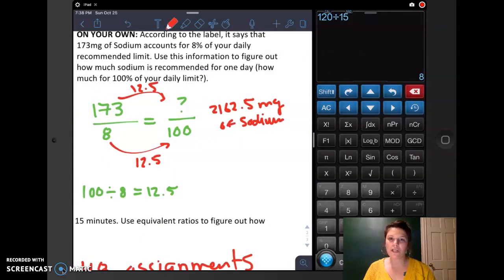This one was a little tricky, but just using that same strategy, we know we were at 8%, we want to get to 100%. I don't know what to multiply by to get from 8 to 100. So I did 100 divided by 8 to find 12.5. So there we go. Use division if you're not sure what to multiply by.